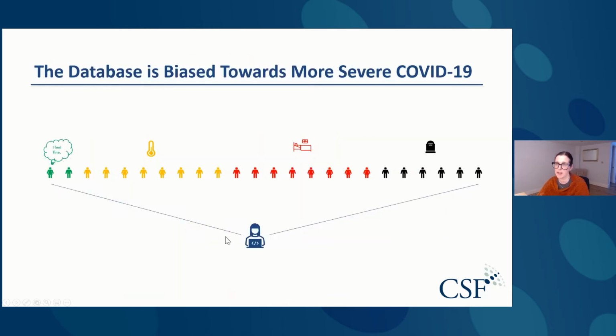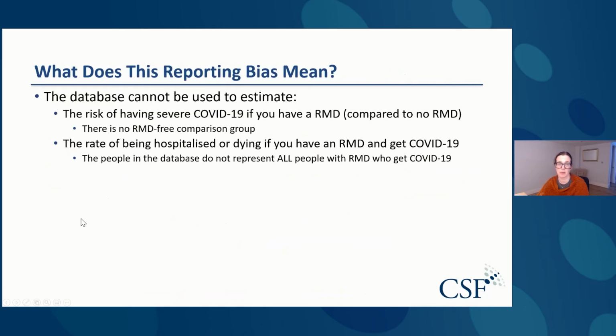Instead, we do have this biased view of COVID within these databases, with a high proportion of patients that are hospitalized or died, lesser patients that are moderate, and even less that are asymptomatic. So this is not the end of the world. What it means is there's things we can and can't do with this database. And I think it's important to recognize these biases so we don't overuse the database and come up with conclusions that are wrong. But equally, we do use it where we can. So the database really can't be used to estimate the risk of having severe COVID if you have a rheumatic disease compared to if you don't, because the databases do not contain any patients that do not have an RMD.